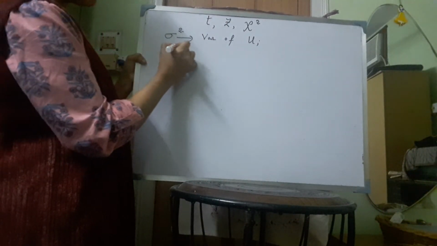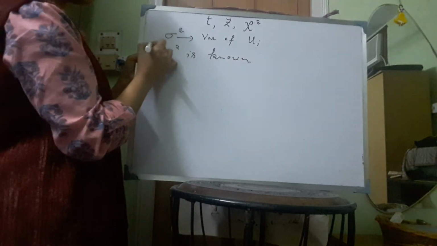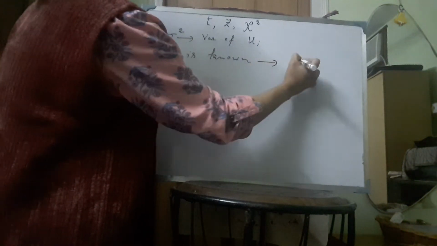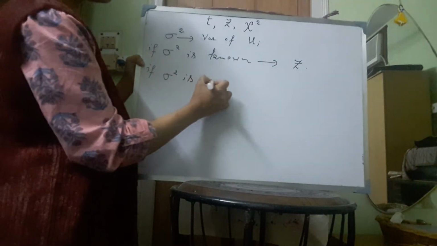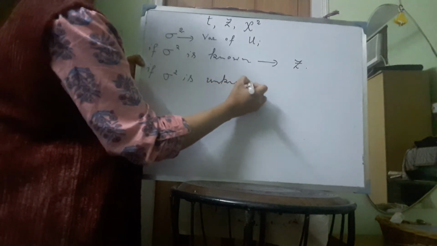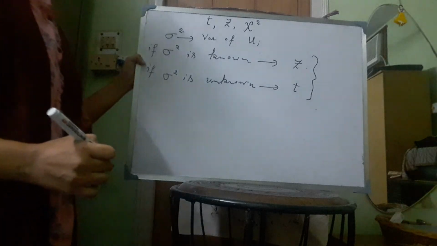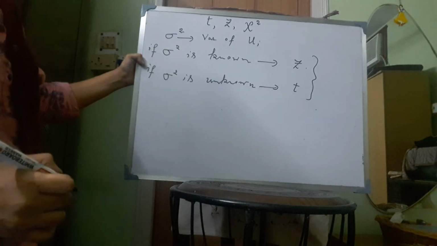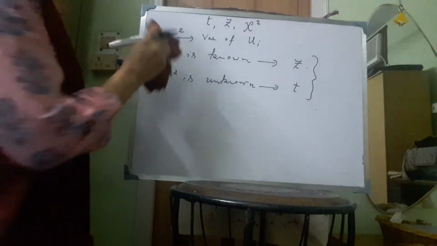Now when sigma square is known, then we form the Z statistics. And if sigma square is unknown, then we form the T statistics for doing the statistical inference. Now when sigma square is known, how will the Z statistics be formed?